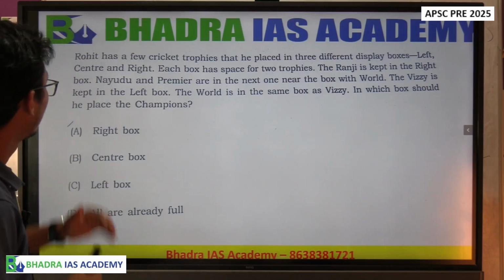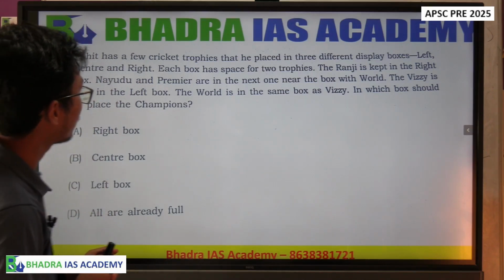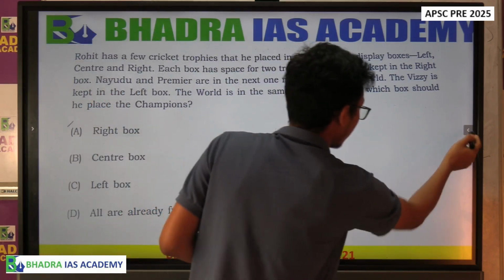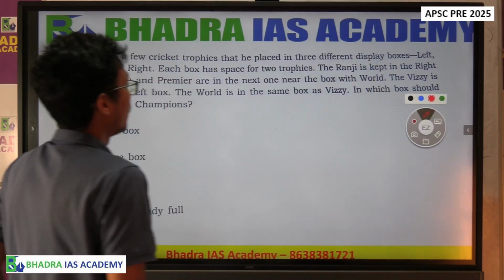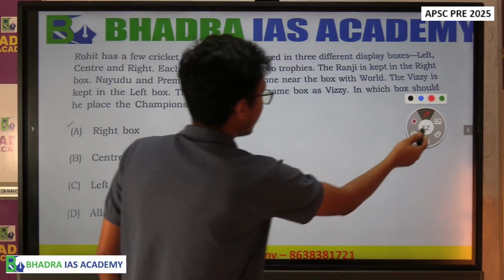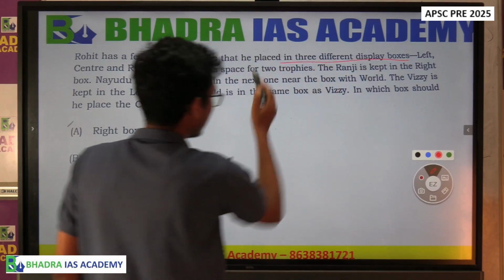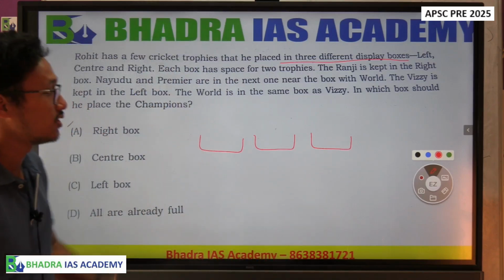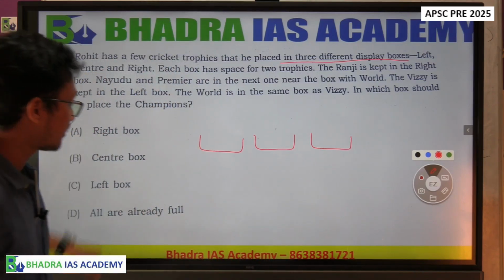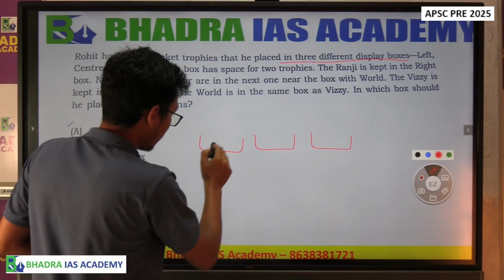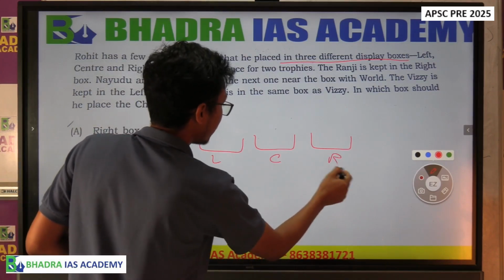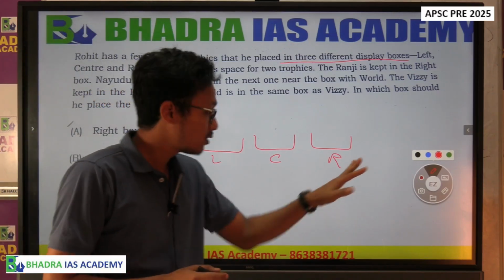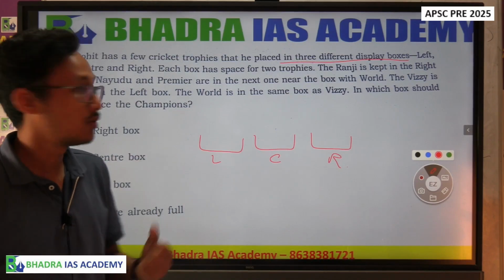Now Rohit has few cricket trophies that he placed in 3 different display boxes, so three boxes are there, and in each box there are some trophies, left, center and right. This is the left, this is the center, this is the right box. Each box has space for 2 trophies, so each box can hold two trophies.